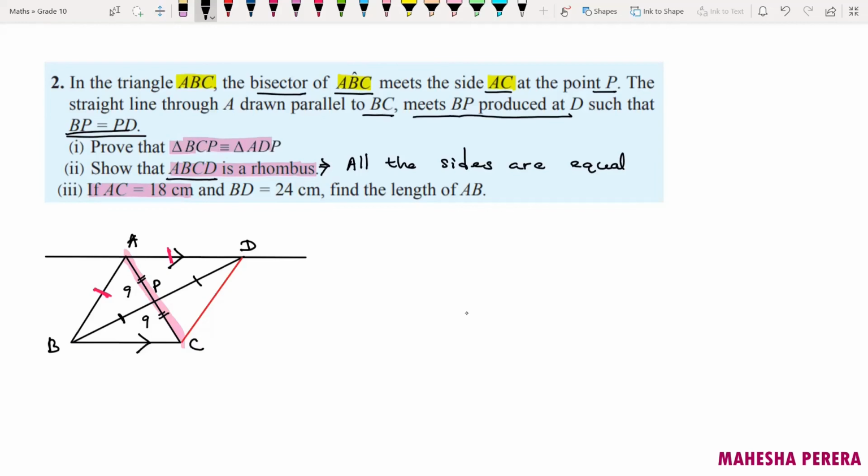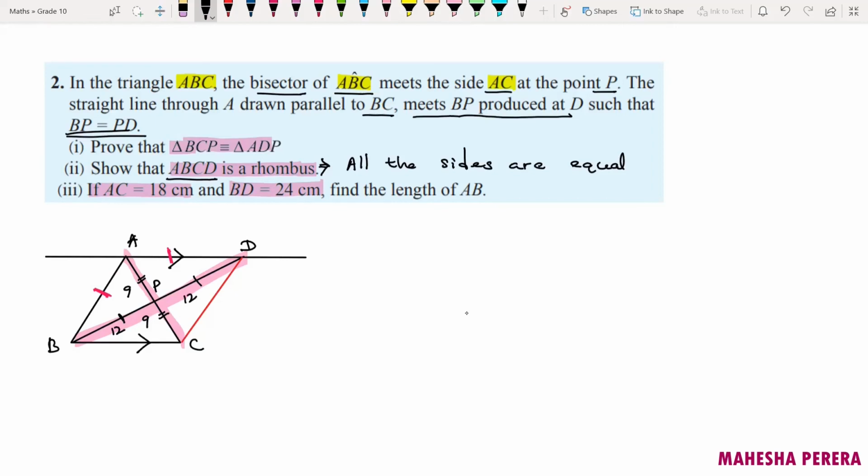And then it says BD length is 24 centimeters, right? BD means it's here. The full length is 24 centimeters means BP is 12 centimeters and PD is 12 centimeters, right?